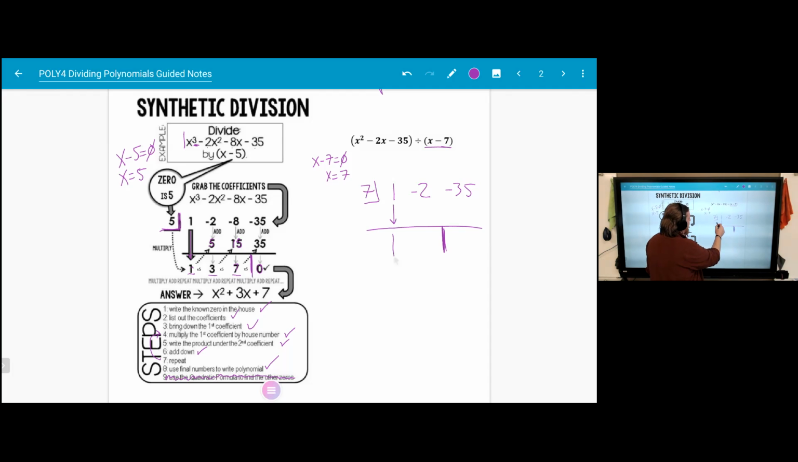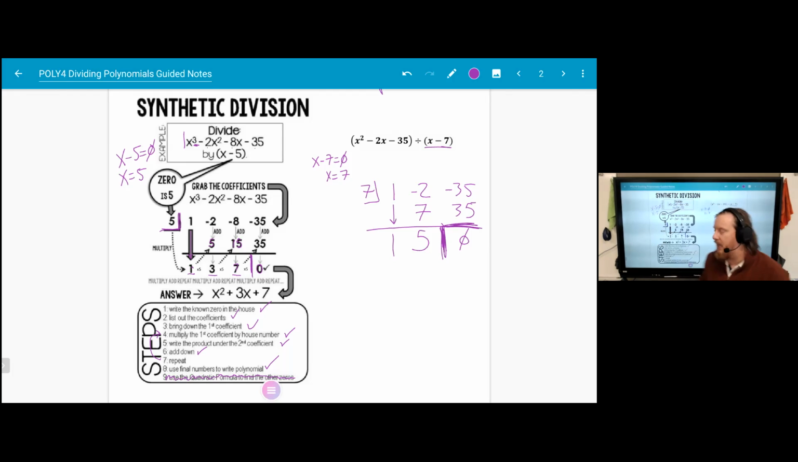I'm now going to multiply 7 times 1 and put it underneath the second coefficient. I'm now going to add down. -2 plus 7 is 5. 7 times 5 is 35. I'm going to put that right here and add down, and I get 0. Again, this is my remainder box right here.